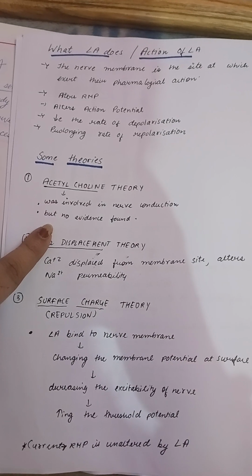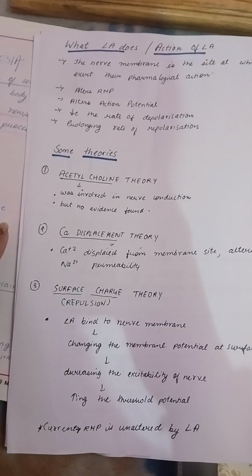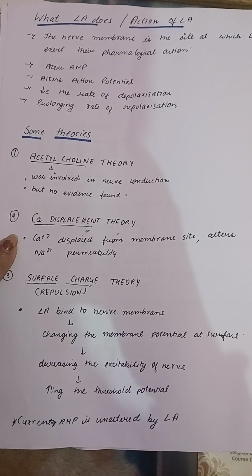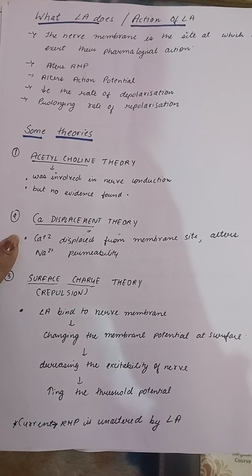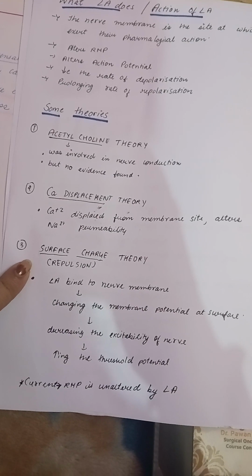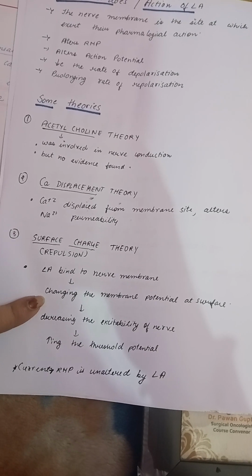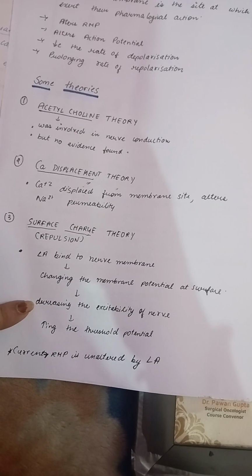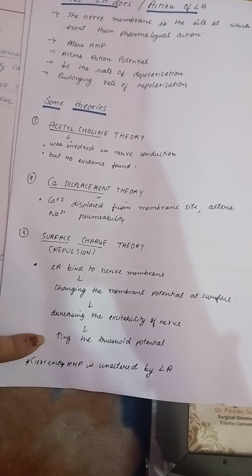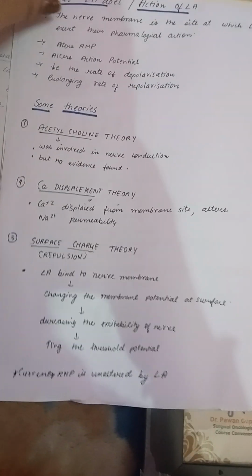There is the acetylcholine theory, which says that acetylcholine is involved in nerve conduction, but no evidence was found. Then the second is the calcium displacement theory. It says that calcium ion displaced from the membrane site altered Na+ permeability. It is also not acceptable now. Now there is the surface charge theory or repulsion theory. It says that LA binds to the nerve membrane, changing the membrane potential at the surface, decreasing the excitability of the nerve, increasing the threshold potential. But according to today, it has been said that resting membrane potential is unaltered by LA.